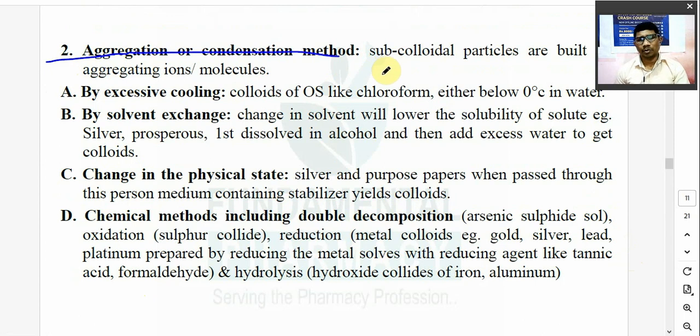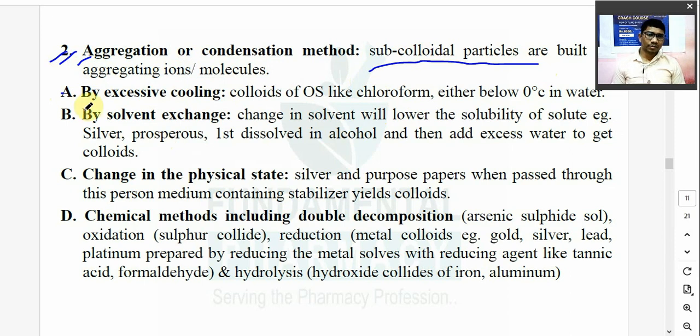The first method was a dispersion method. Second method is nothing but the aggregation or condensation method. So subcolloidal particles are built up by aggregating the molecules. यहाँ पे जो ऑलरेडी मोलिकुलर डिस्पर्शन है, तो उसका कोलोइडल डिस्पर्शन बनने के लिए मेथड एप्लीकेबल है. So when there is a molecular dispersion and you want to make a colloidal dispersion from that, the aggregation or condensation method is used. Subcolloidal particles are built up in size, aggregating ions and molecules.